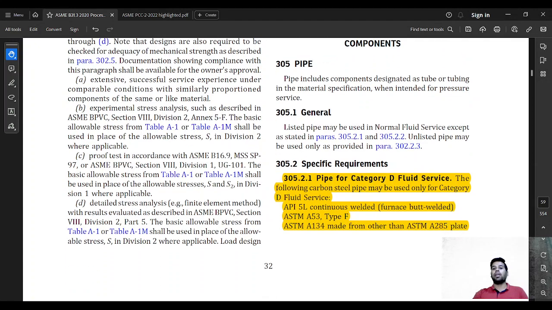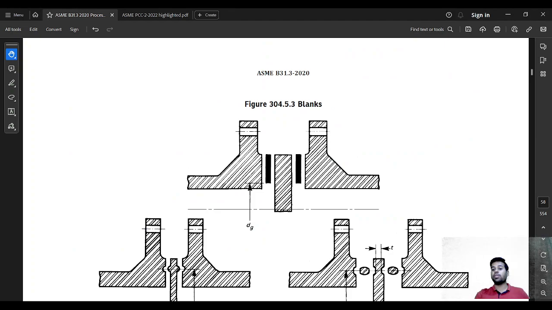Next is fluid service requirements for piping components. Pipe includes the component designated as tube or tubing in a material specification when intended for pressure services. Specific requirements: pipe for Category D services. Category D is basically non-toxic, non-flammable services. Again, who is going to say that the piping is going to be Category D? The owner is generally going to be taking the decision whether the piping is Category D piping or Category M piping or high purity or high pressure piping systems. For Category D fluid services, the following carbon steel pipe may be used.